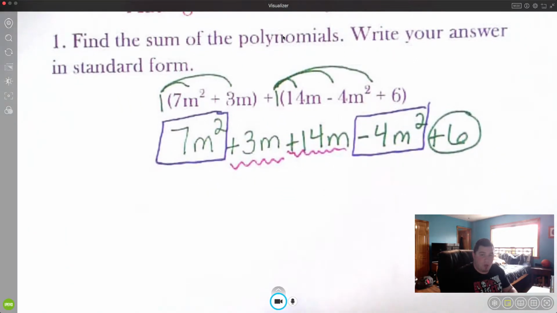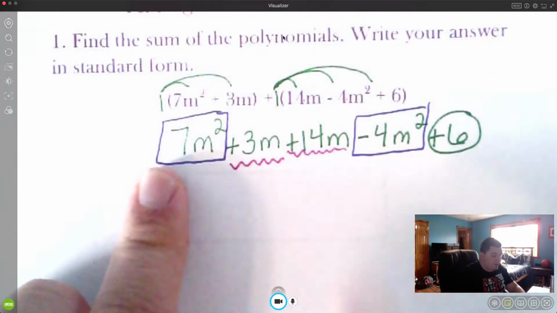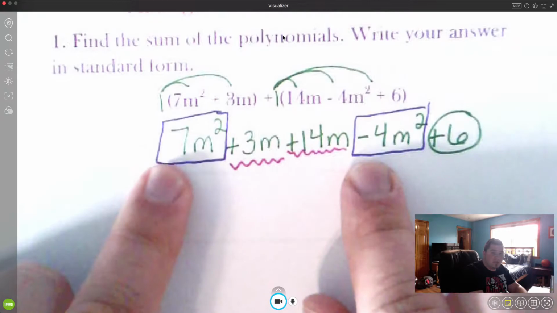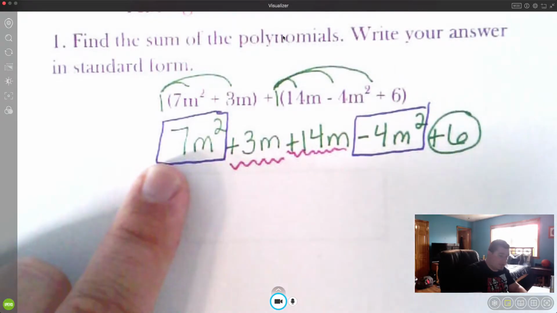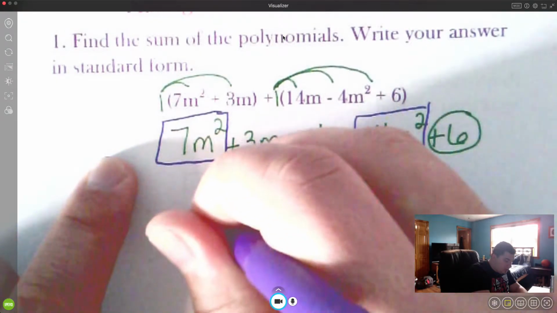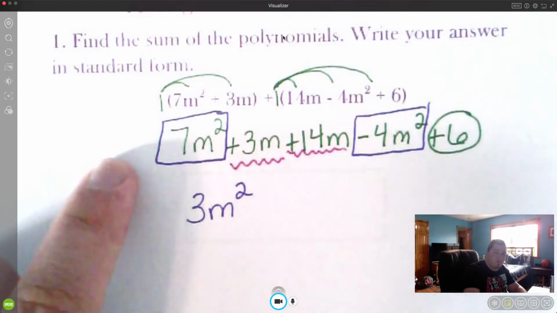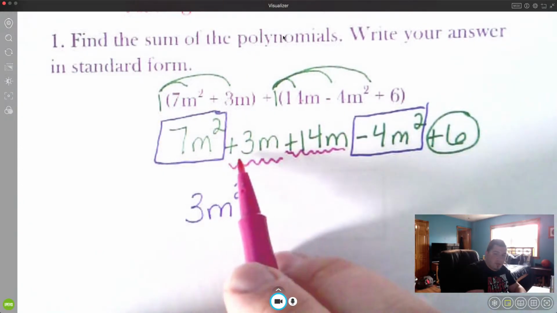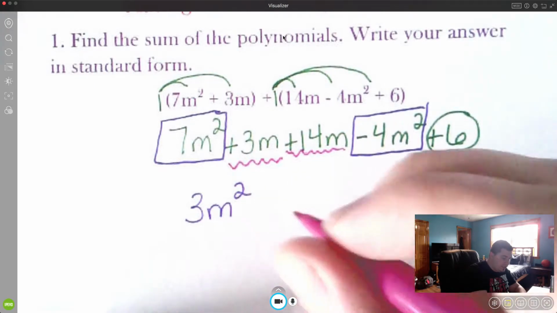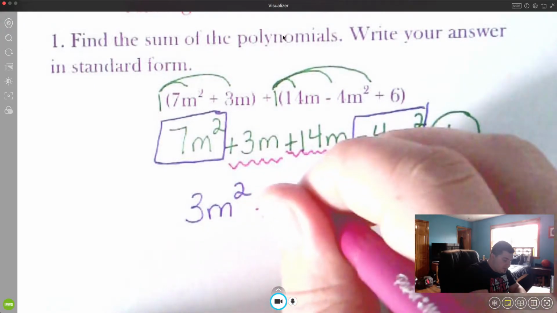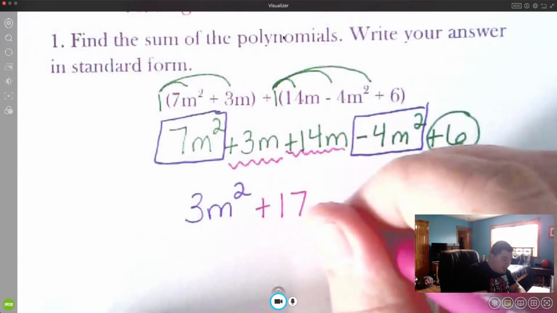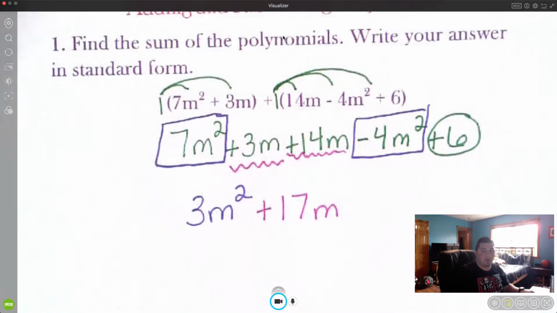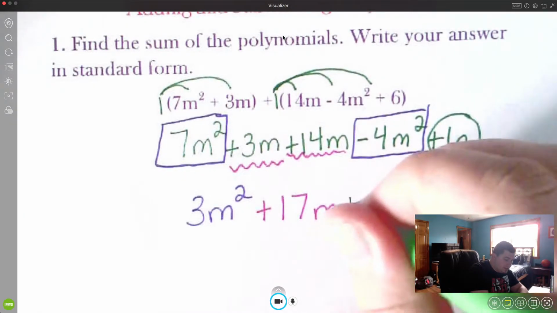From here, all we do is we add or subtract the coefficients. So 7m squared minus 4m squared is 3m squared. The variable and the exponent do not change. 3m plus 14m is 17m. The sign in front of the number is the part that really matters, positive and positive. And we got that plus 6 at the end.